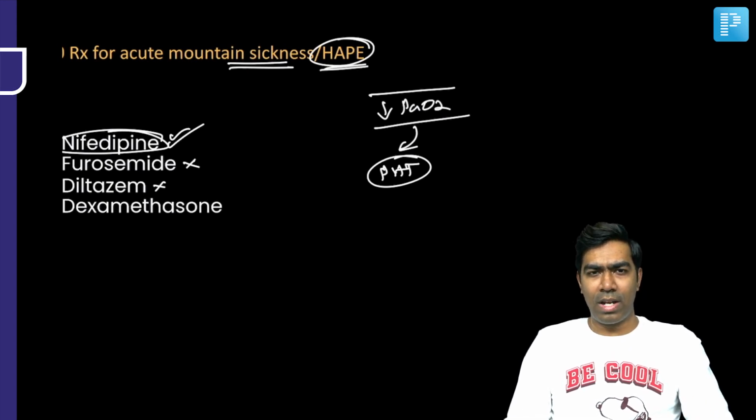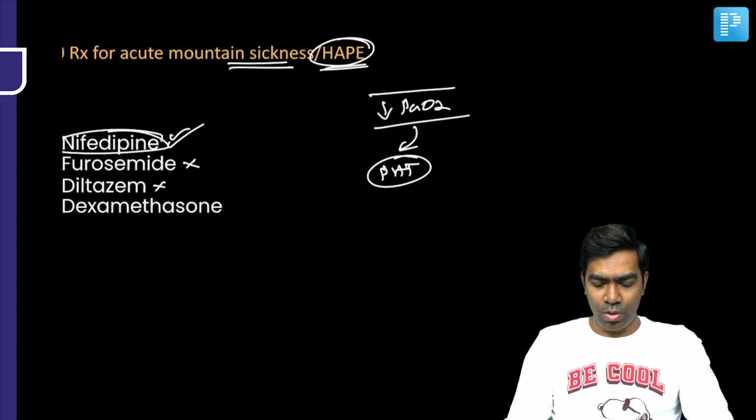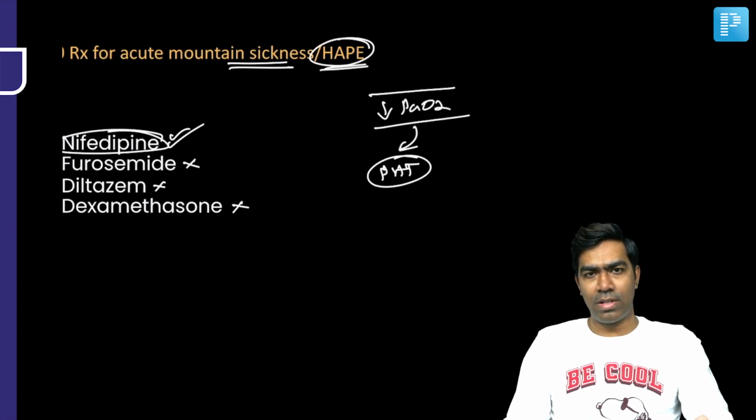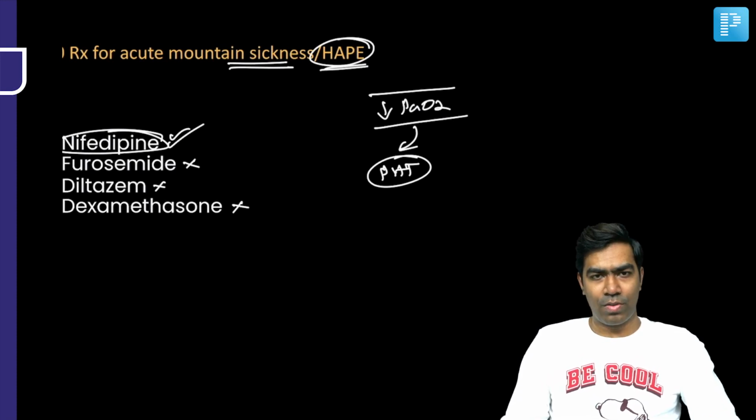It's going to be predominantly an AV nodal blocker and a negative inotropic agent, which can be deleterious in such a situation. And dexamethasone could have been the right answer, probably if the patient is having a high altitude cerebral edema, but in high altitude pulmonary edema, dexamethasone doesn't help. So the right answer for this question is nifedipine.